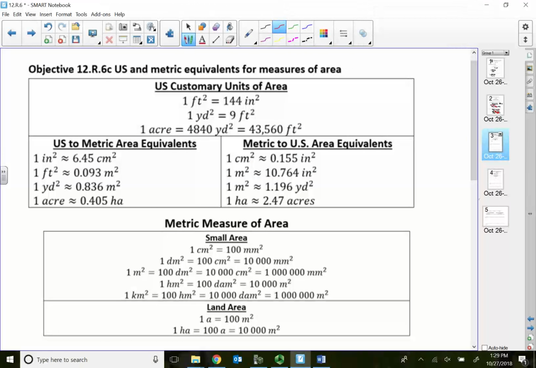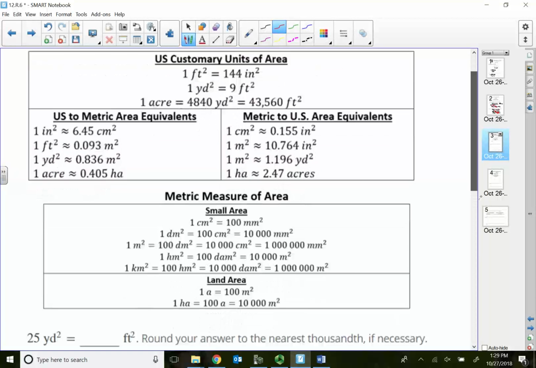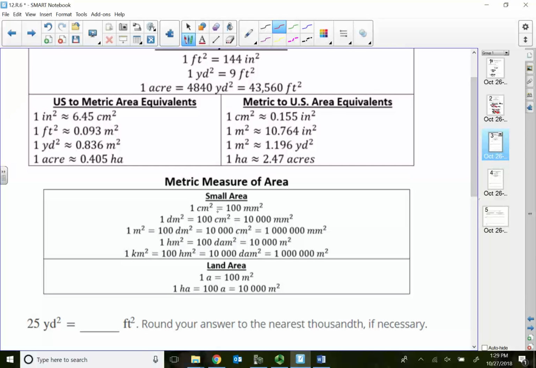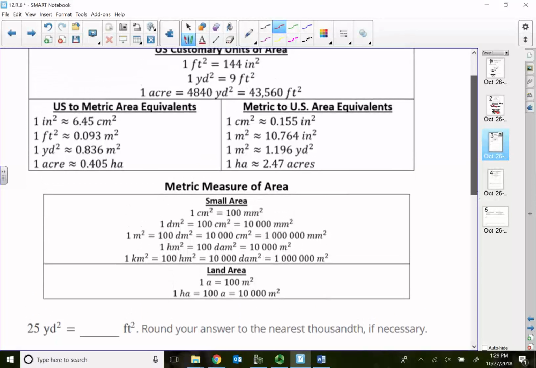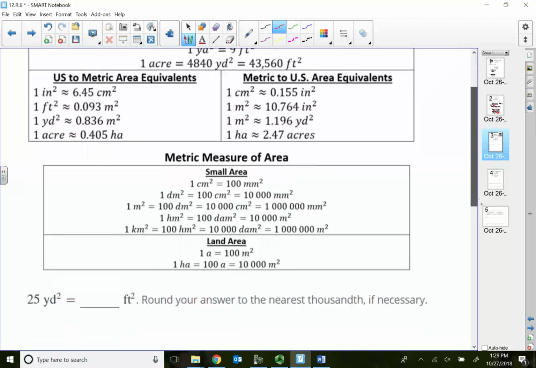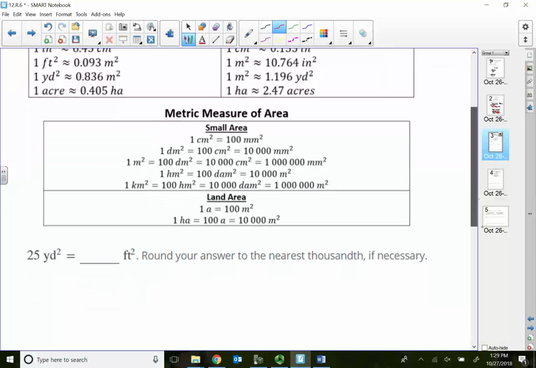So what I got here is I wrote down US customary units of area up top. Okay, this is actually 1 acre. And then I got US to metric area equivalent on the left, metric to US area on the right, and I also copied the metric area, metric to metric. I copied and pasted it down here for us to use for reference. All right, same thing as the previous video. Now we're just involving ourselves with areas.